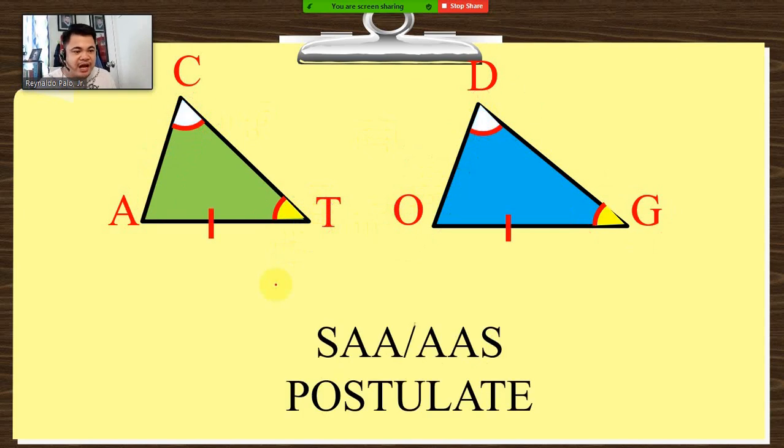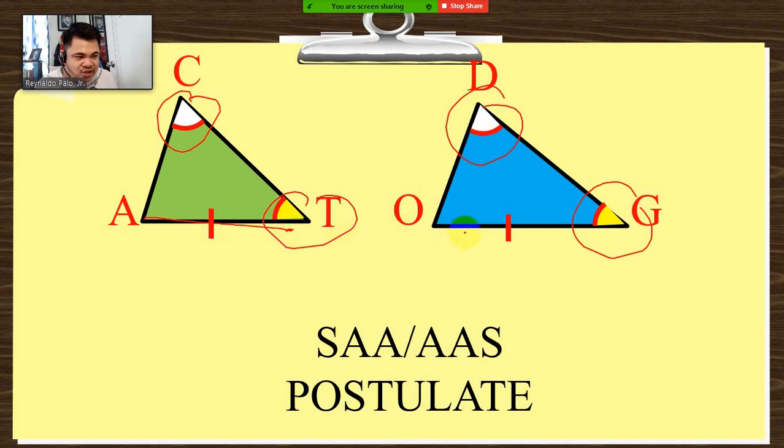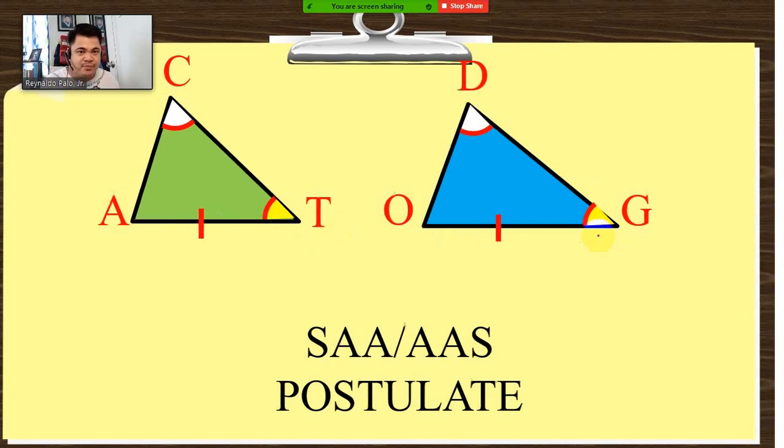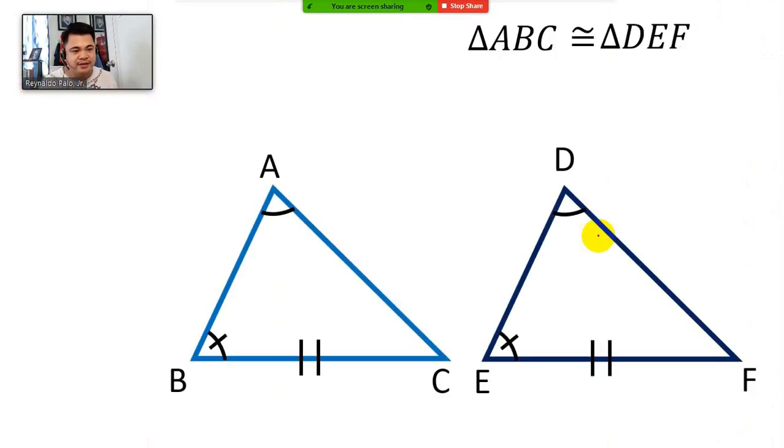So the other way around, we have this. Angle C is congruent to angle D. Angle T is congruent to angle G, and the side opposite to the angle, segment AT, is congruent to segment OG under the AAS postulate.